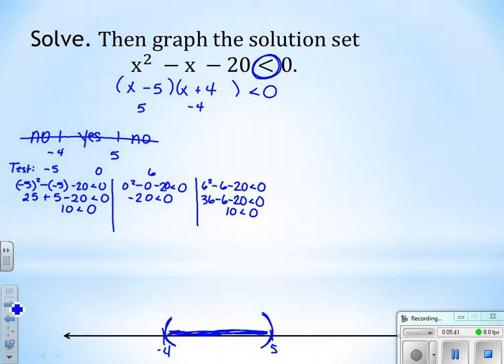We also are going to need to indicate our answer in what's called interval notation. So we have to state the answer with numbers as well. So negative 4 to 5 would be our solution set in interval notation. Okay?